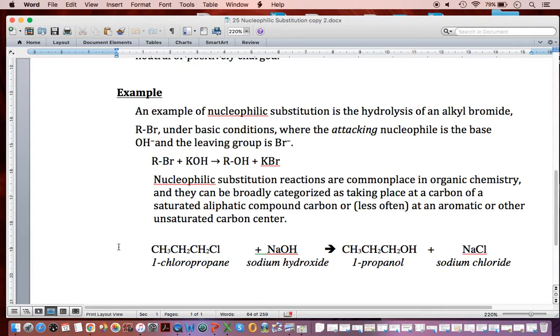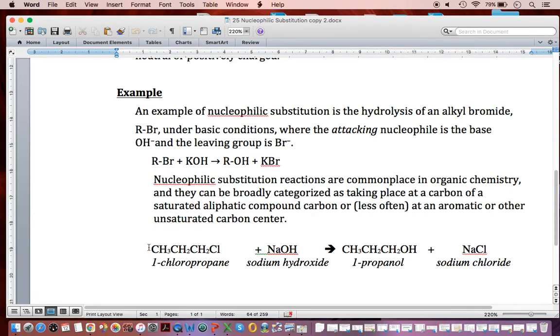So it talks about happening in saturated carbon compounds, so that means typically alkanes. It says less often an aromatic, so that means benzene. And it says it can happen in unsaturated, but it's rare.